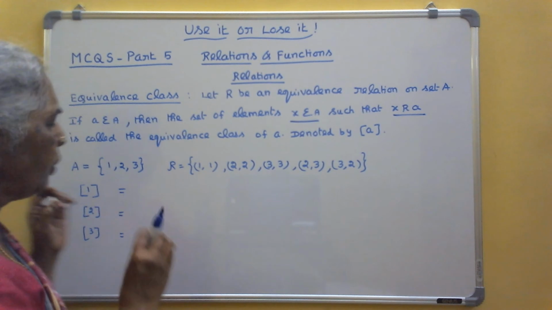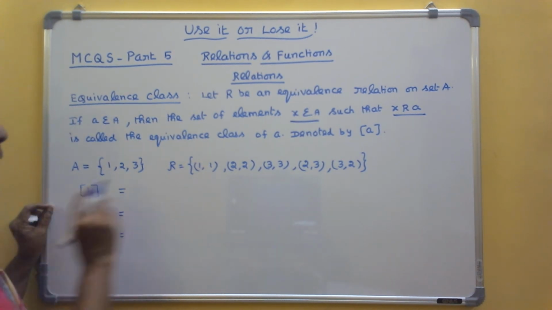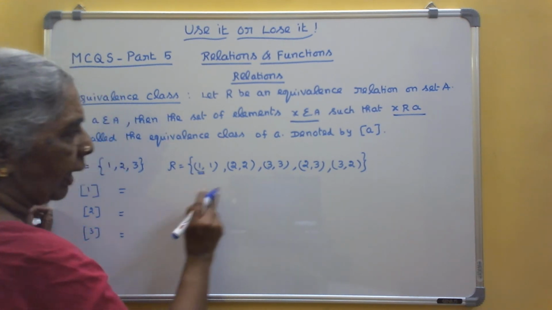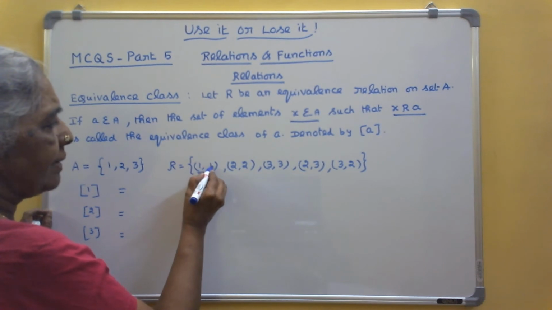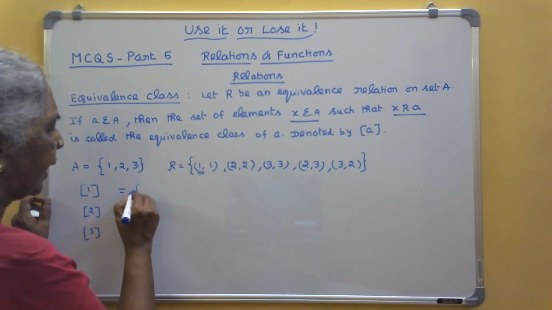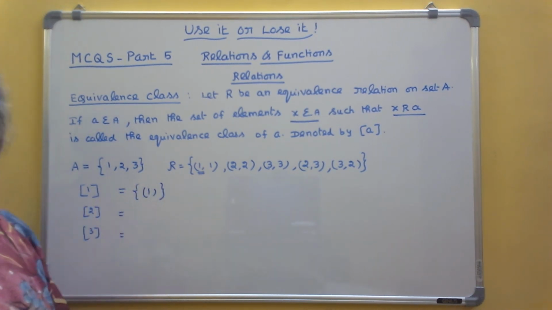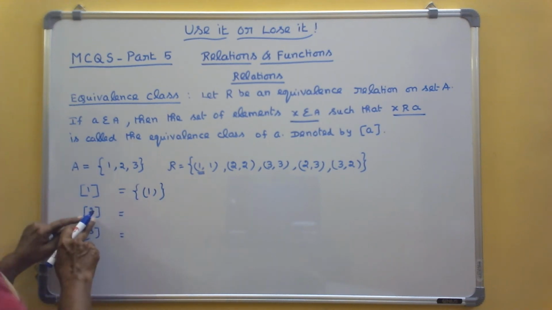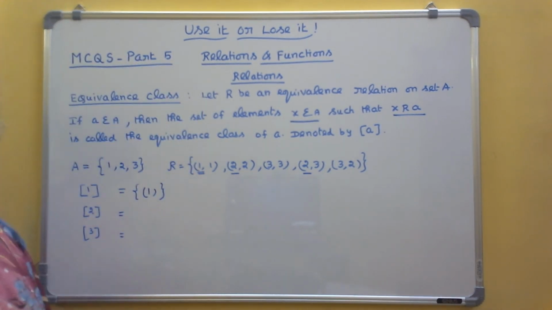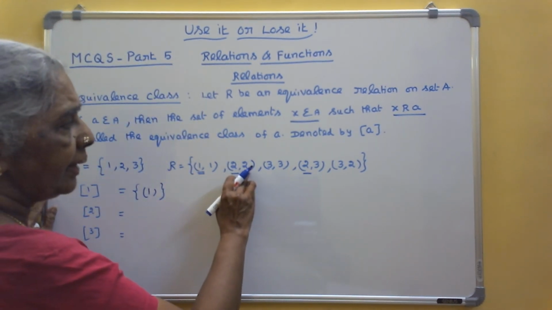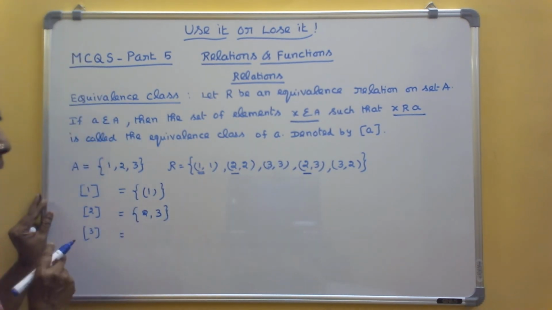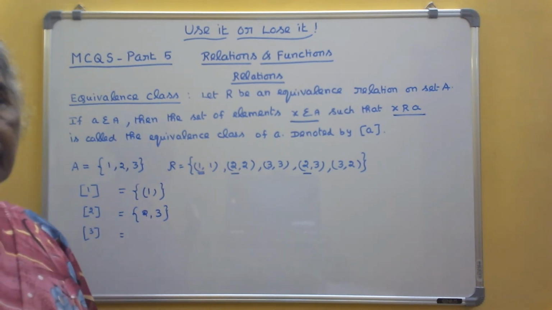Now if you want to find the equivalence class of 1, you take this. Here, for the first element 1, there is no other pair starting with 1. That 1 is related to 1 only. So the equivalence class of 1 is the set containing the element 1 only. If you see the equivalence class of 2, this starts with 2, this also starts with 2. So which elements are related? Here 2 and here 3. So this set containing 2, 3 will be the equivalence class of 2.